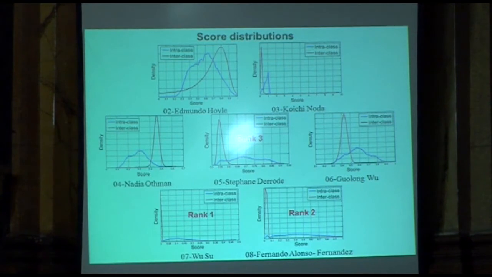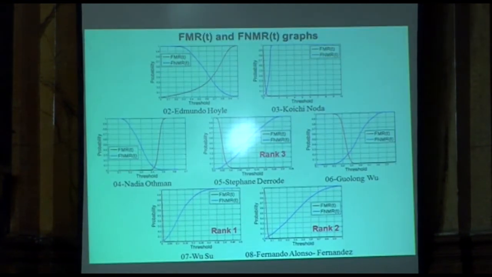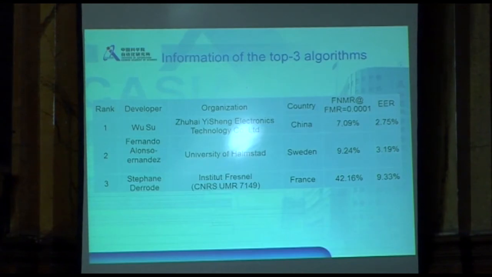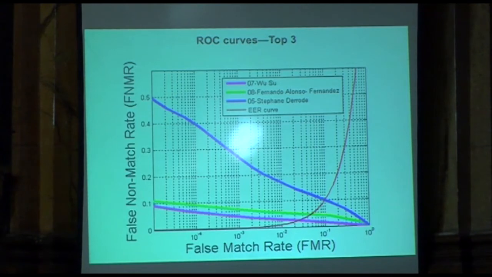These are the score distributions. And these are the FMR and FNMR graphs. Also, this table shows the information of the top 3 algorithms, their results, and their developer information. Also, we draw the ROC curves of the top 3 algorithms.